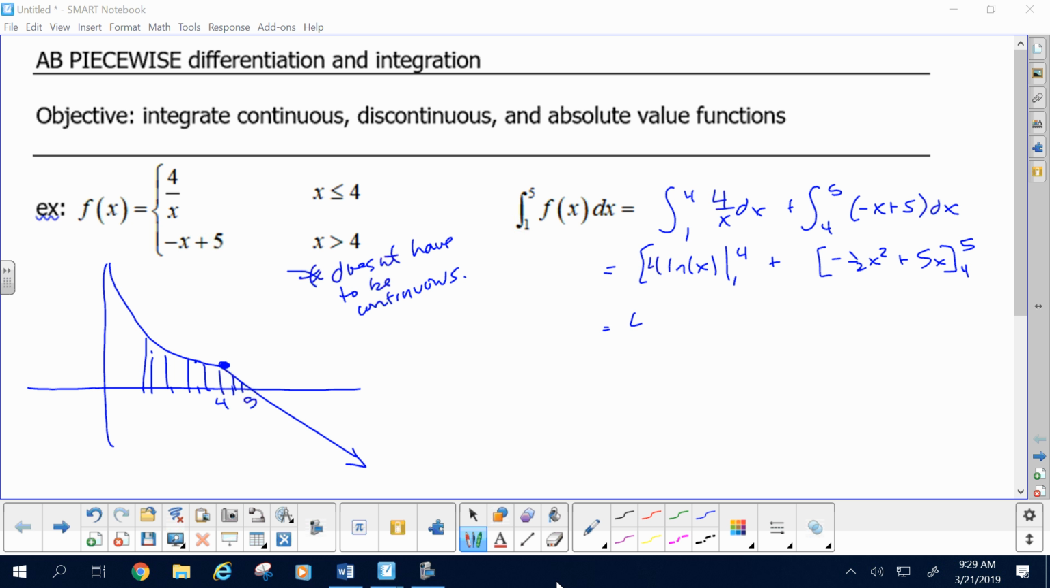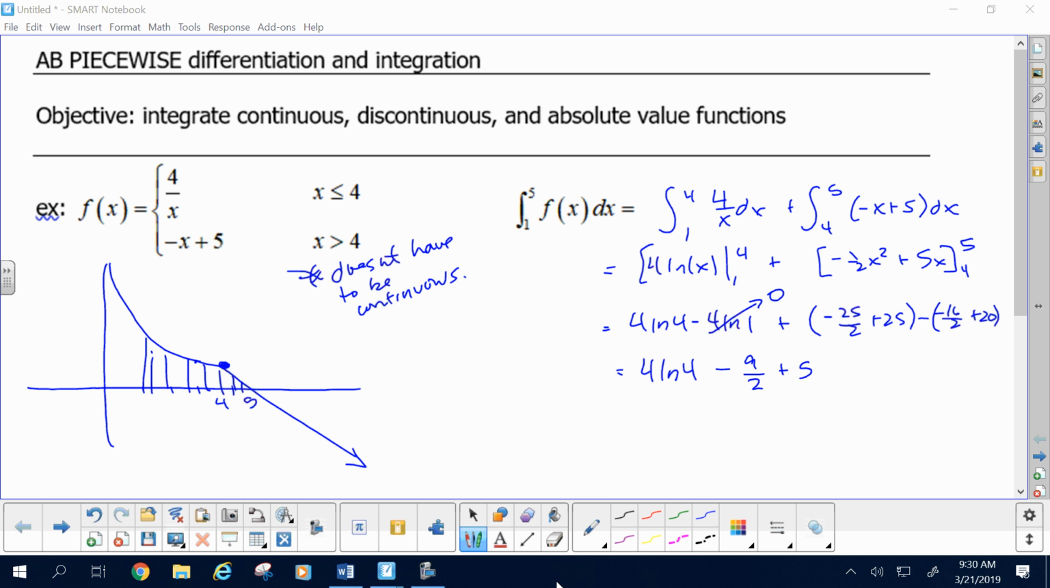We do our thing. 4 log of 4 minus 4 log of 1 plus -25 plus 25 minus, what do we got there? Maybe -16 plus 20. Okay? 4 log of 4 is fine the way it is. What does 4 log of 1 go to? 0. Let's say the total of the halves is -25 halves plus 16 halves is -9 halves. And the total of the constants is 5.